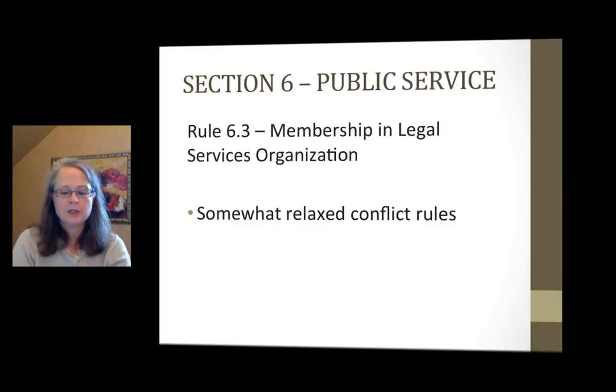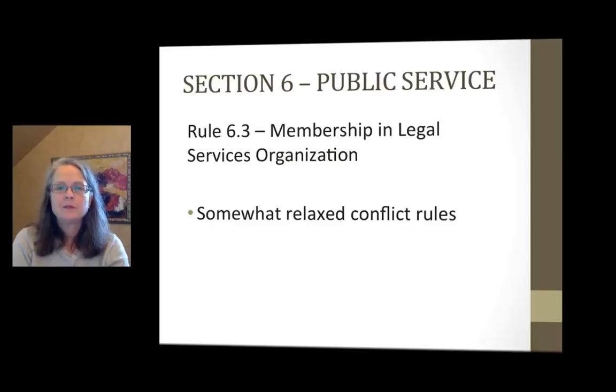Section 6 has to do with public service. This section encourages lawyers to engage in legal public service without too much concern about violating conflict of interest ethics rules. As you may recall from my presentation last year, there is another thread that runs through the rules of ethics that encourages pro bono service. So the first rule in this section is membership in legal services organizations. This rule was adopted partly because there aren't enough people providing legal services for indigent clients.